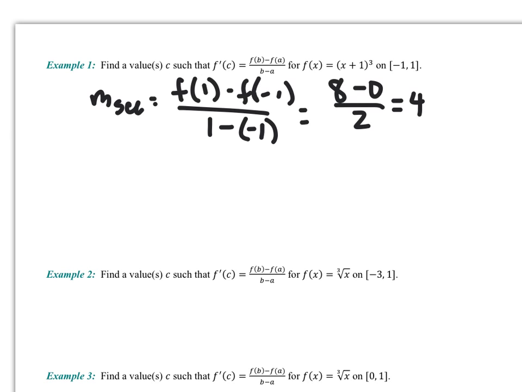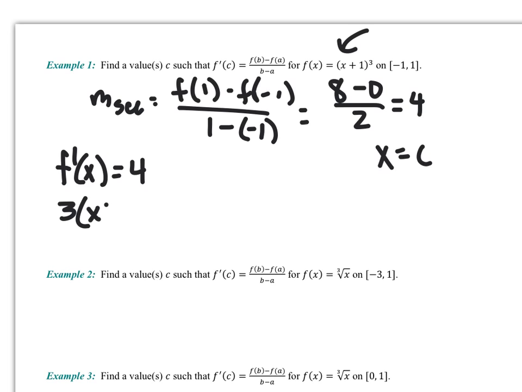So we want f prime. Of course, we've got to find f prime. We want f prime to equal 4. We want the slope of our tangent line to equal 4, and we want to know what x value that'll be. That'll confirm for us c. So the derivative of the function would be 3 times the quantity x plus 1 squared. Chain rule, the inside would just be times 1. So we want that to equal 4.